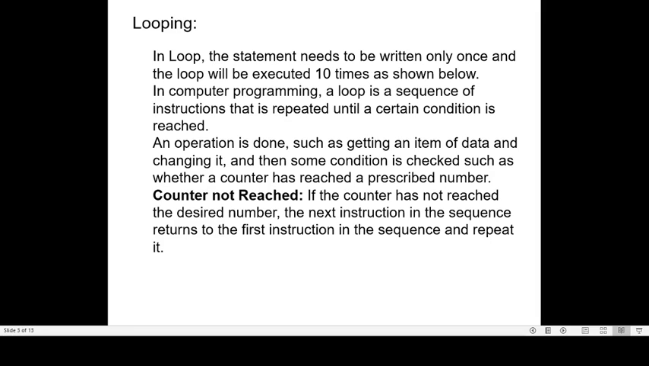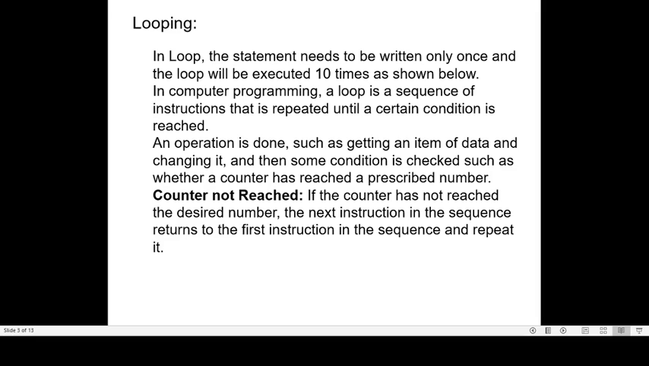Suppose I write: if A greater than B, cout A is large. It will execute only once. That is branching. In looping, statements will be executed repeatedly until the condition becomes false. Here, the same body of the loop will be executed many times, depending on your condition. When it is false, then only it will go to the next statement.